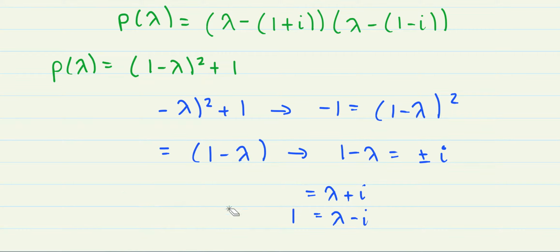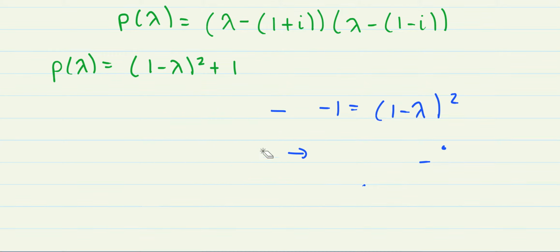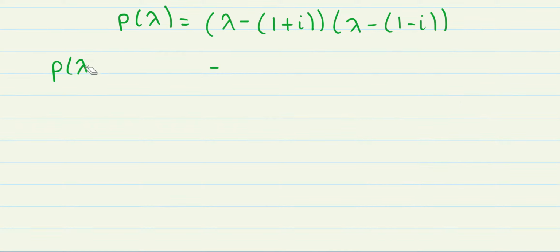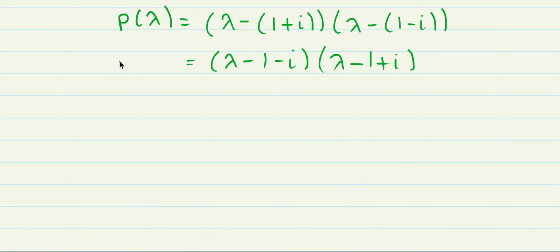Another thing you can do, if you don't like all of these parentheses, you can go ahead and distribute this negative to everything inside those parentheses. And if you did that, you would just get (lambda minus 1 minus i) times (lambda minus 1 plus i). So that's just another way to write the characteristic polynomial. But this one's easier to pull the eigenvalues from.